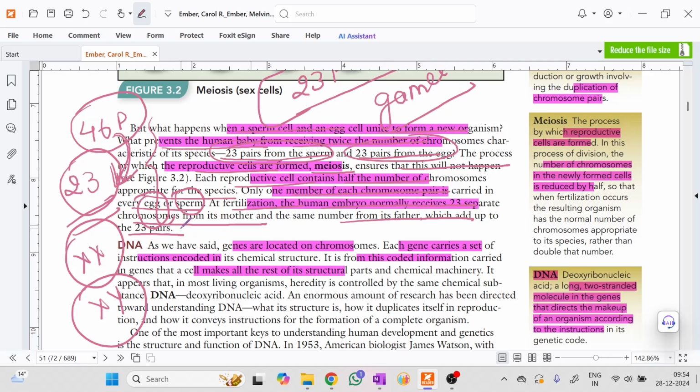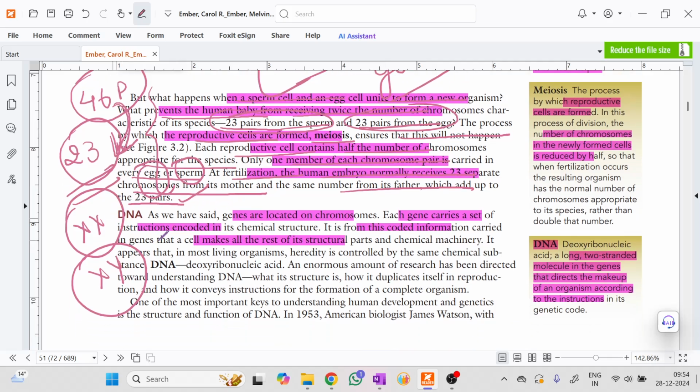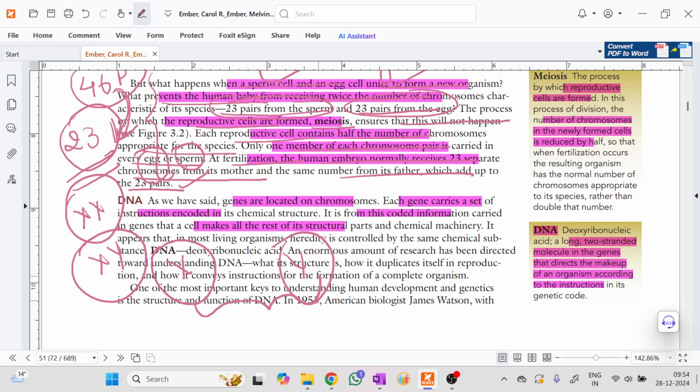adds to 23 pairs. So in the egg, it is known as X, and in the sperm, it is known as Y. When they are inherited, this is how an offspring is distinguished as a son or a daughter, a girl or a boy. And DNA is located on chromosomes.